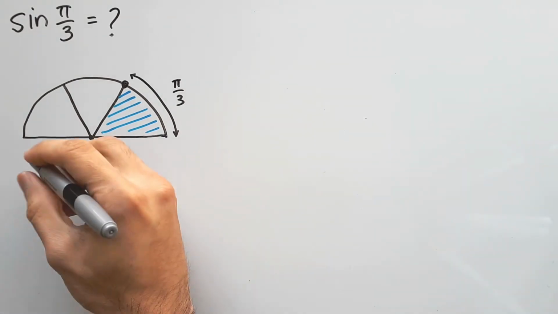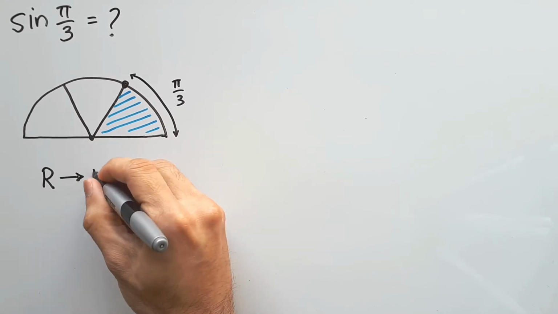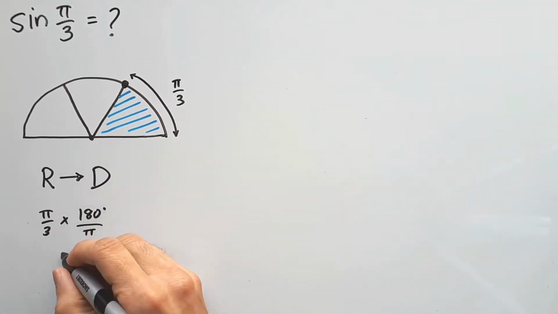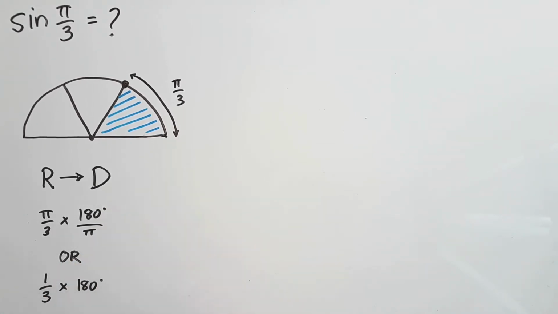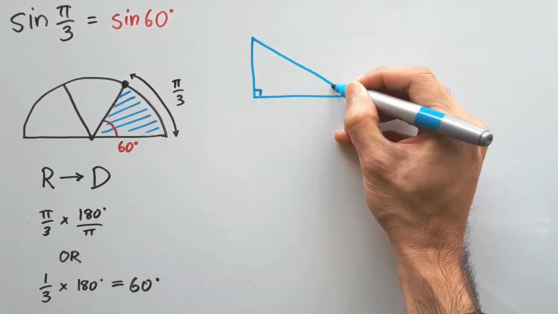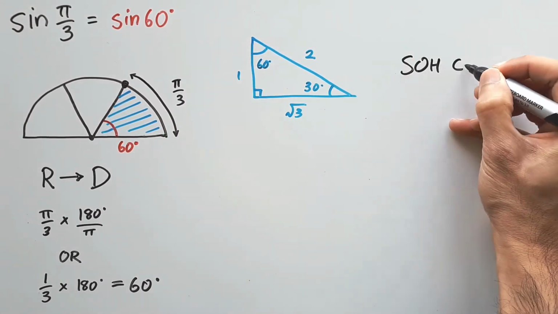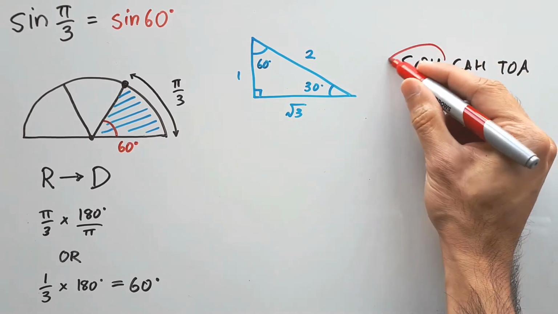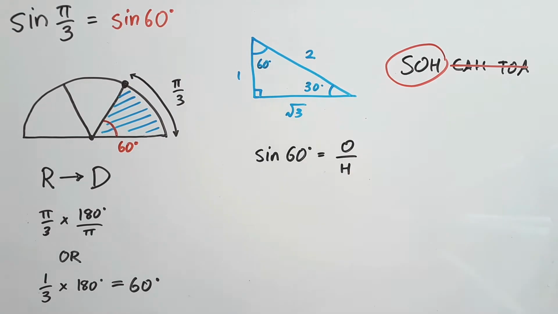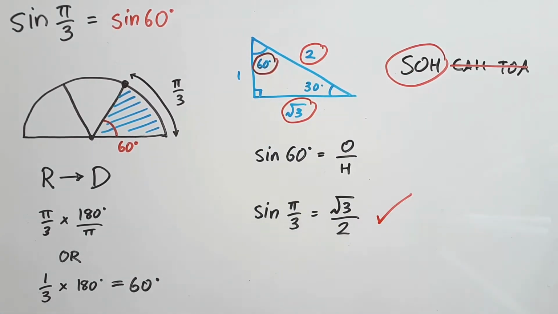Anyway, when you convert pi on 3 to degrees, you can either use the formula and multiply 180 degrees over pi, or you can just take a third of 180 since we're only after a third of this semicircle. This gives us 60 degrees. So now we know we're working on sine 60 degrees, which means we should use the 60-30 special triangle to work out SOHCAHTOA. Since we're working with sine, we would pick SOH, which is the opposite side over the hypotenuse. So sine pi on 3 is root 3 over 2.